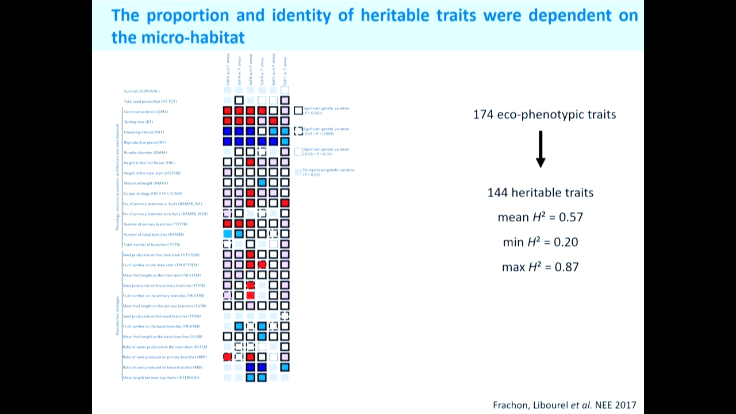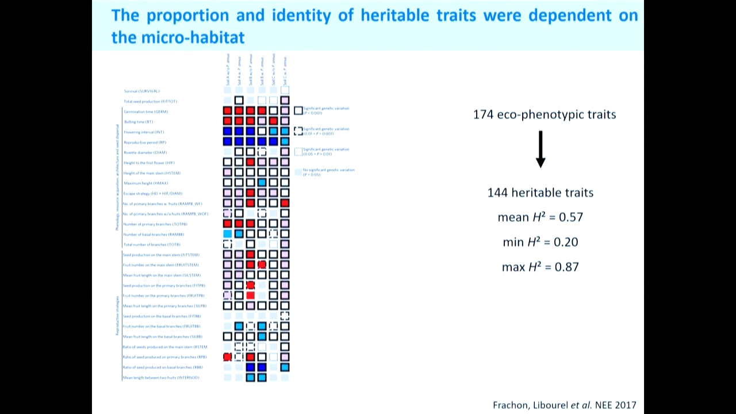So at the very beginning, we have what we call 174 ecophenotypic traits. We call them ecophenotypic traits because we have 29 traits measured in 6 macrohabitats. Out of these 174 ecophenotypic traits, 144 were heritable, with a mean broad sense heritability of 0.7, which is quite high, and the range is also high. We can go up to 0.87.